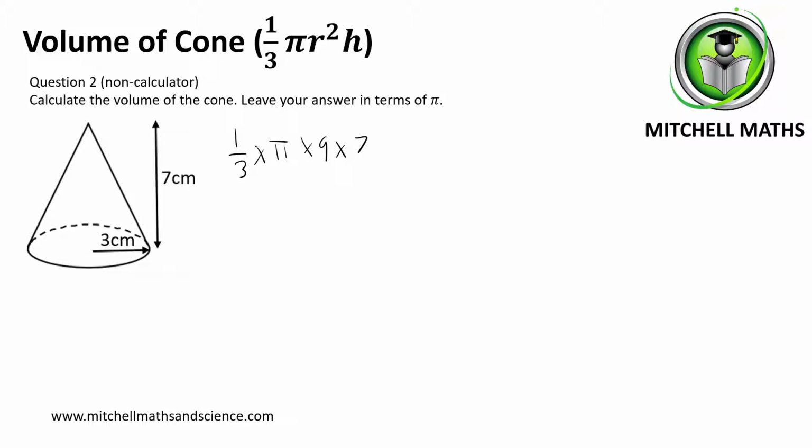Now, if I look at the formula, I've got a third and I need to multiply that by 9 times 7. If you multiply by a third, it's the same as dividing by 3, and 9 divided by 3 is 3. So what I'll get is pi times 3 times 7. Well, 3 times 7 is 21, so I'll end up with 21 pi. And you always write the number first. I wouldn't write pi 21. The number always goes in front of any terms you've got.